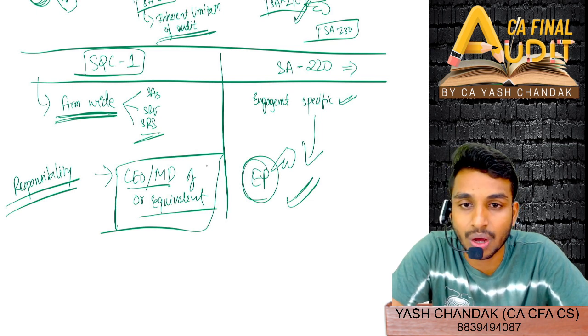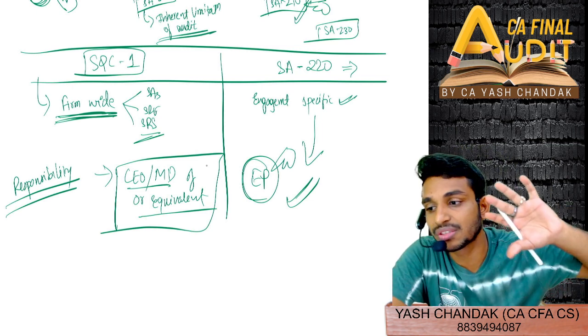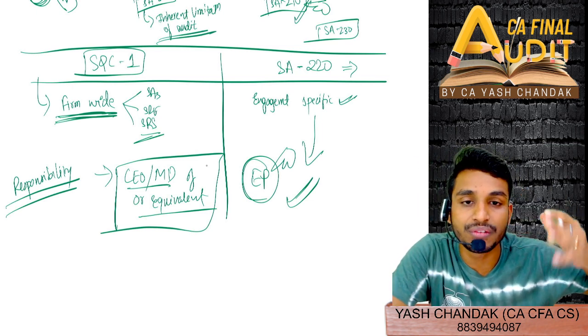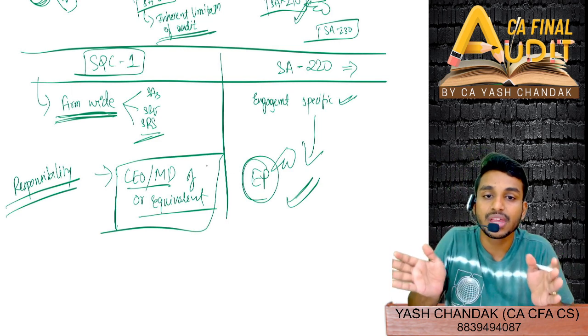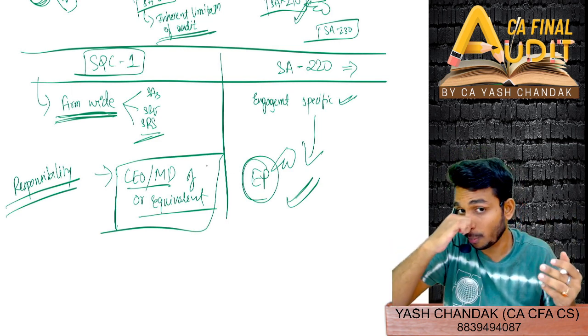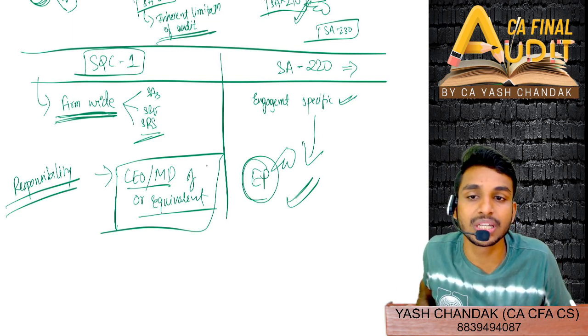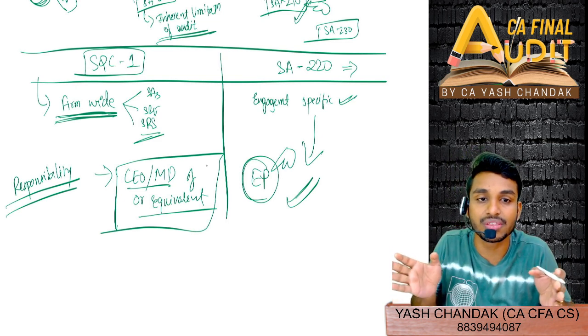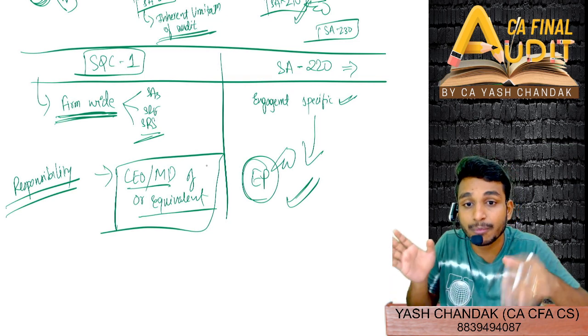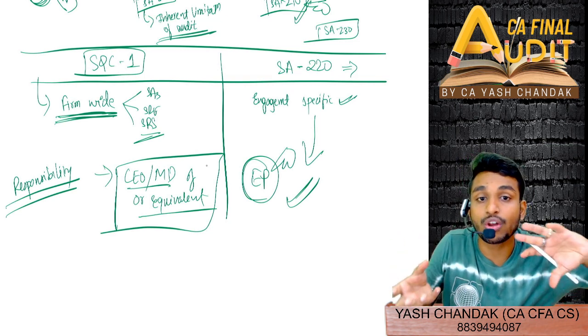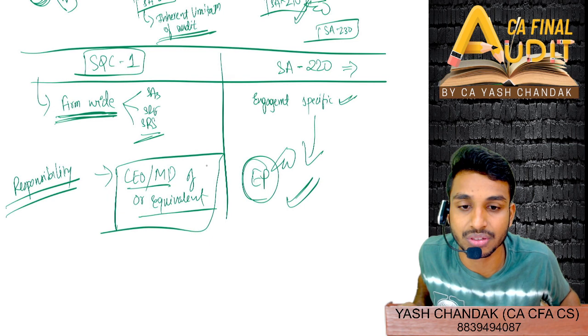Is there any doubt till now? Getting the difference? My approach is always to get the difference before we start with the topic. So we'll be starting with SQC 1 as well as SA 220, but before that, let's clear out the difference: SQC 1 is a firm-wide responsibility, while SA is only for auditing services, audit engagements.